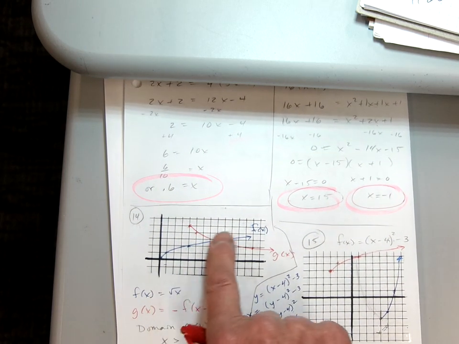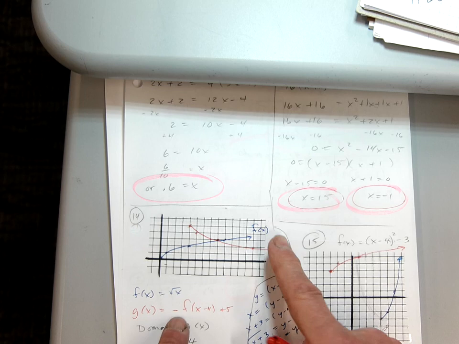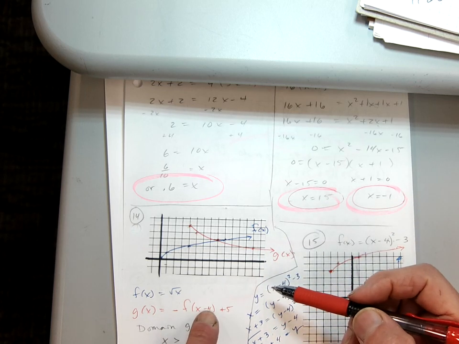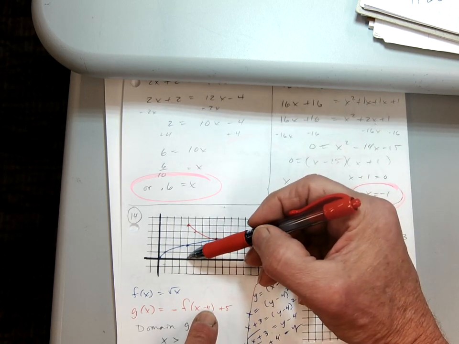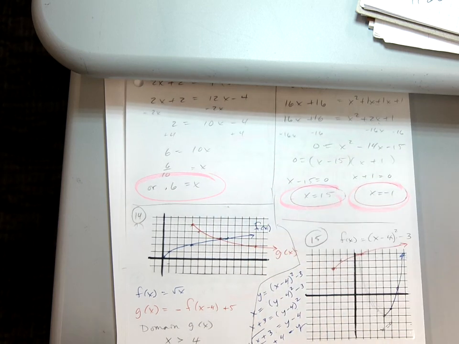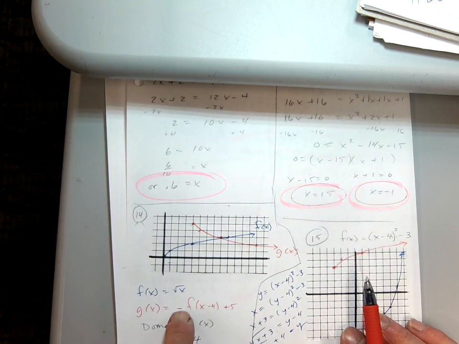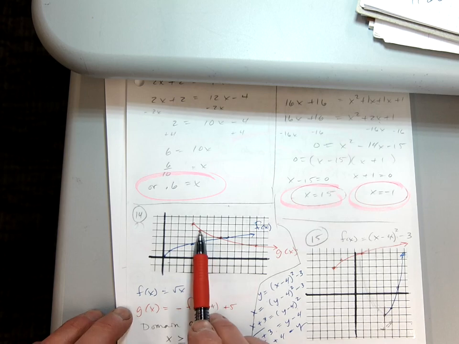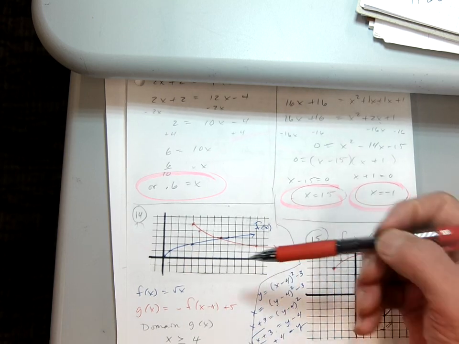14, I take the squared graph and I translate it. I'm going to make it upside down. I'm going to put it over to 4 and up 5, and then it's going to be upside down, or reflection, because of the negative. Domain is greater than or equal to 4. Range is less than or equal to 5.